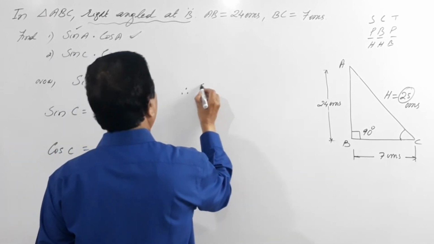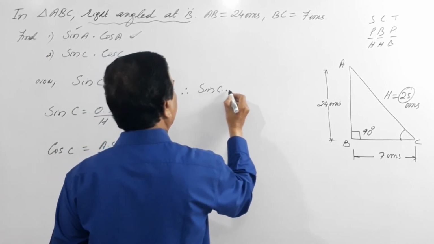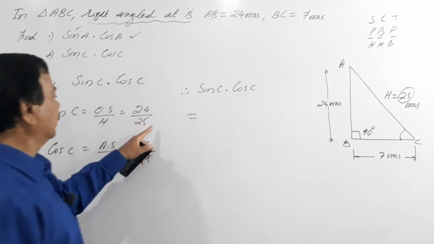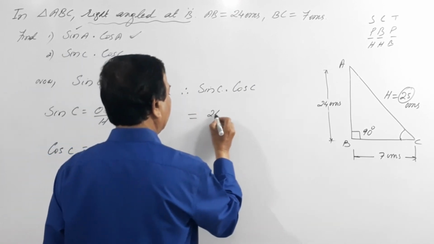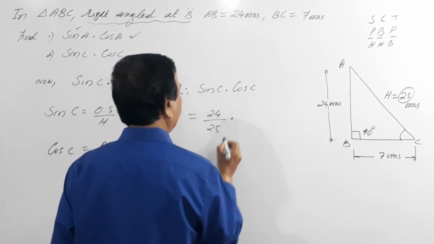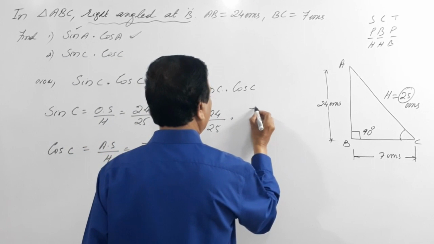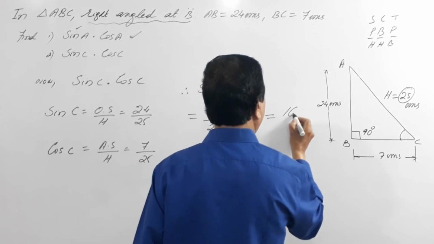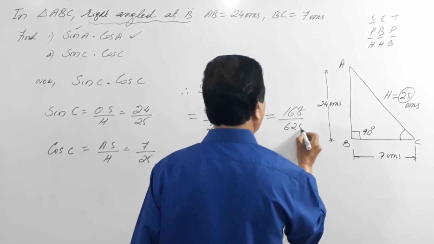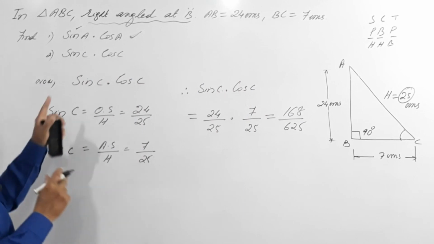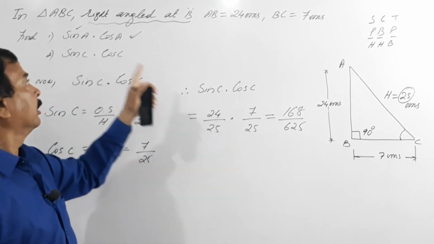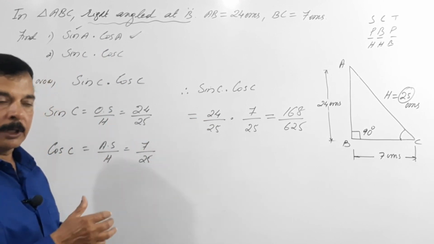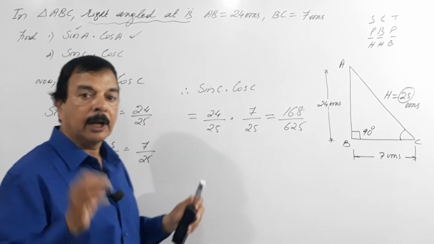Therefore sin C into cos C equals what? Sin C is 24 by 25 into, that is 7 by 25. ये क्या बन गया? 168 by 625. So if it is multiplication, you get this answer. If it is comma, individually you have to find. Both I have taught you in the examination. अगर ये पूछे तो ऐसा लिखो. So I have prepared you for both. ये रहा आपका first problem.